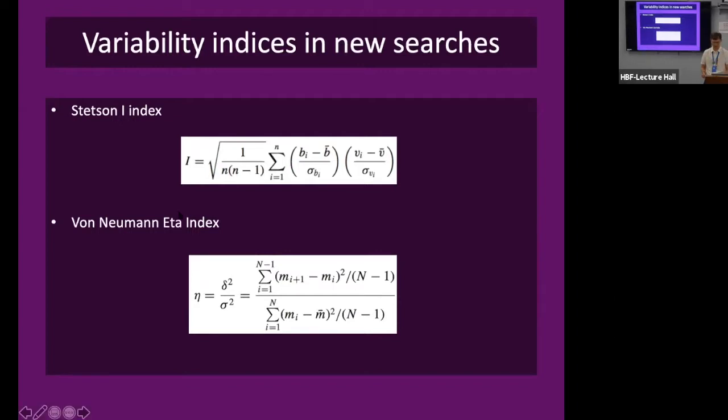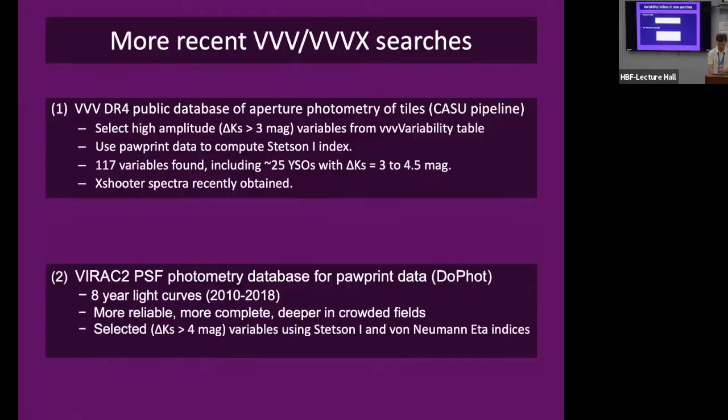Okay, if something has a low von Neumann-Eta index, it means that the numerator is the difference between consecutive points in the light curve, and you want that difference to typically be small compared to the denominator, which is the overall variance. So it's nice and simple. The only real difference between Stetson and von Neumann is that the von Neumann doesn't require the 2 points to be in the same OB, just any consecutive points in the light curve. Okay, but they work in the same way.